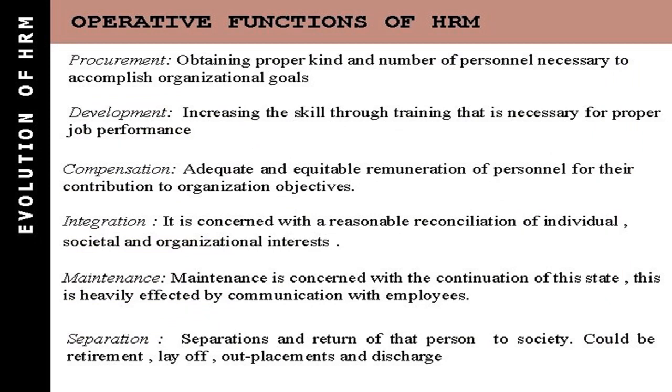So let's look into the operative functions of HRM. Human resource management has 2 functions, that is managerial functions and operative functions. In the case of operative functions: procurement, development, compensation, integration, maintenance and separation. Procurement implies that as an organization you are procuring the number of persons needed to accomplish organizational goals. So that is the recruitment process. Development means increasing the skills of the employees who are part of the organization by providing them with training and development. So that is the development function.